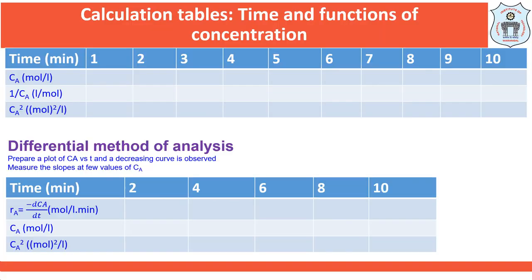The unit is going to change accordingly. Unit of time we write in minutes and the unit of concentration is moles per liter. So 1 by CA has to be liters per mole, and CA square is moles per liter whole square, right? So along with those units we will be able to complete that table also. Then we go for the differential method of analysis. What is the differential method of analysis? We will try to plot the graph.